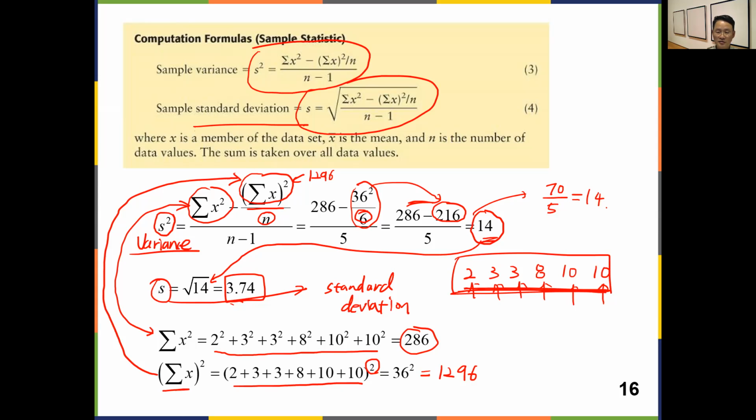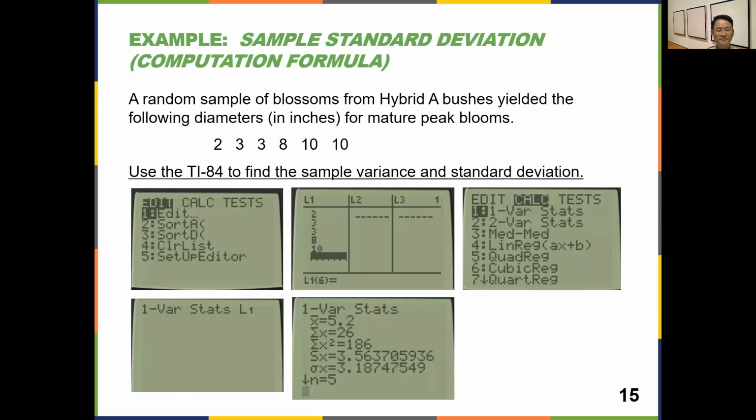variance and standard deviation for this sample data. Okay, and let me show you how we can do this in our TI-84 calculator. First, you press the STAT button and it'll open up this window. In this window, the option is highlighted, so all you need to do is hit return, and it'll open up this table.